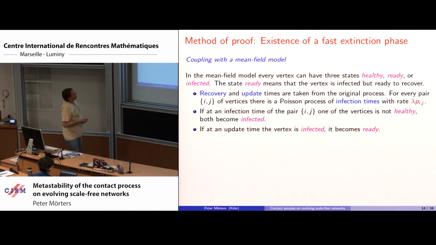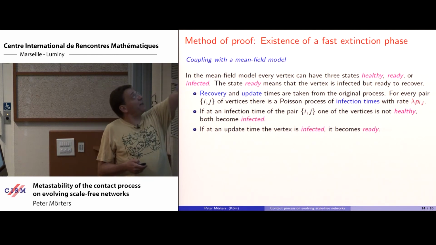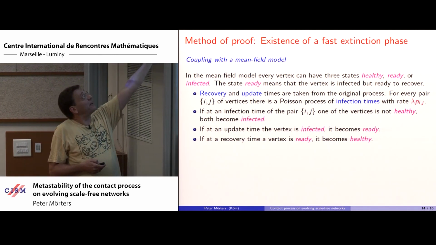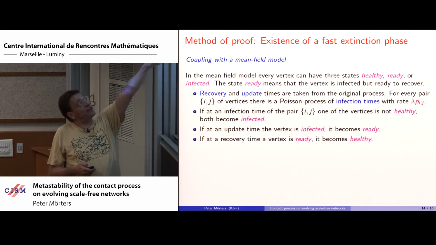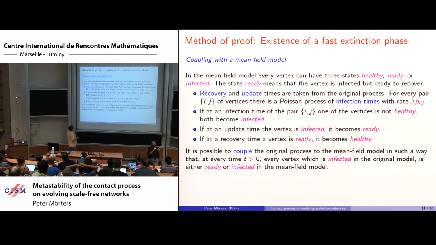Okay, and how do you recover? Well, if you're infected and there's an update time, then you become ready. And if then there's a recovery time that hits a ready vertex, then you become healthy. Okay, so this state ready allows us to recognize if you have an update immediately followed by recovery. And that's then a sustained recovery.